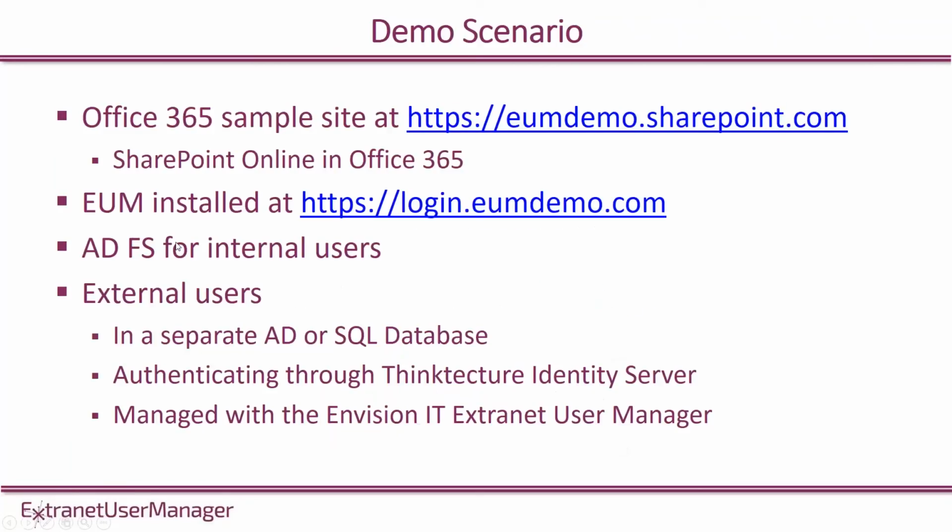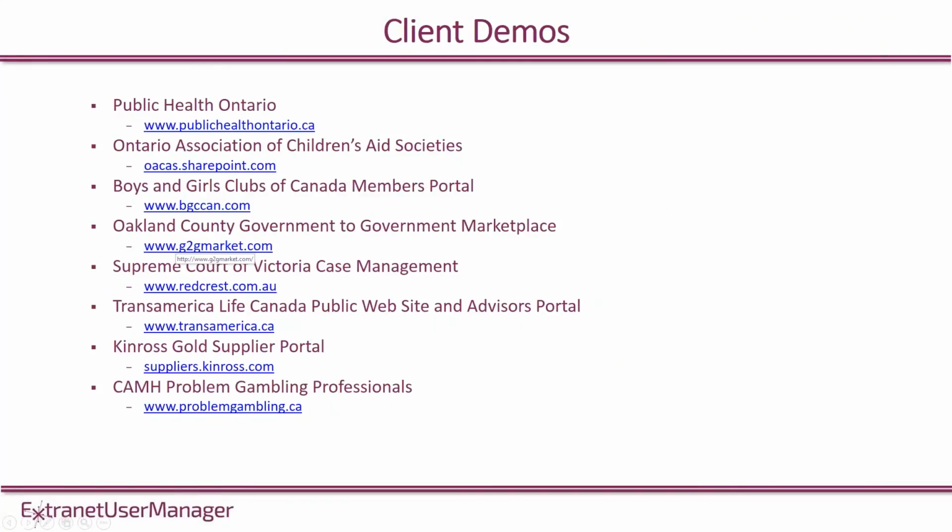All right. I've gone through most of these client demos. We talked about PHO, OCAS, Boys and Girls Clubs, the Marketplace, Supreme Court. Transamerica has actually changed names. They're iCarry now, but they're still using the product. I should update the details on there. Kinross and CAMH. So that gives you a good sense of a broad smattering of different clients that are using it. Fair representation from a government and not-for-profit point of view, and a couple from a for-profit organization as well.